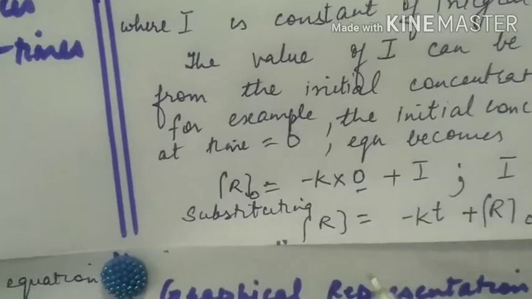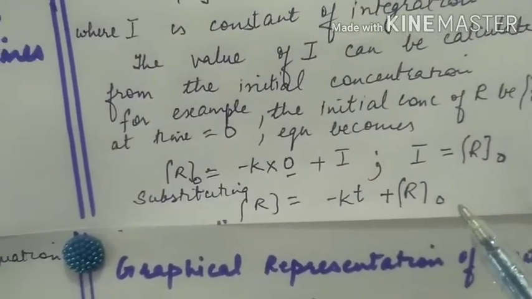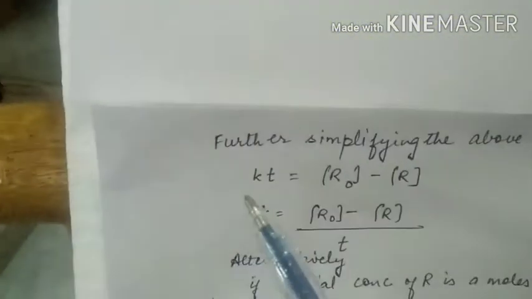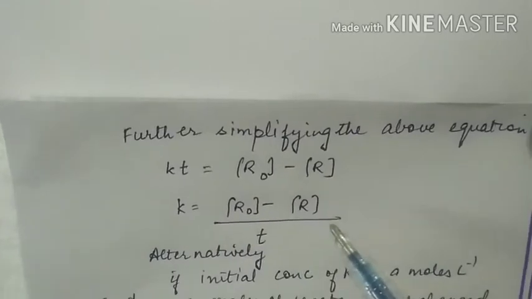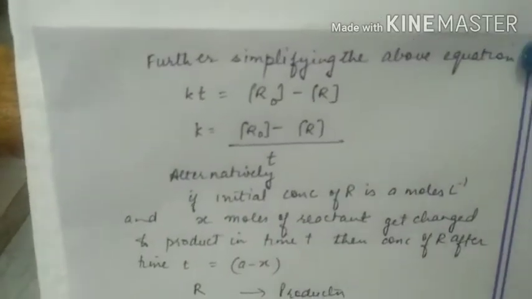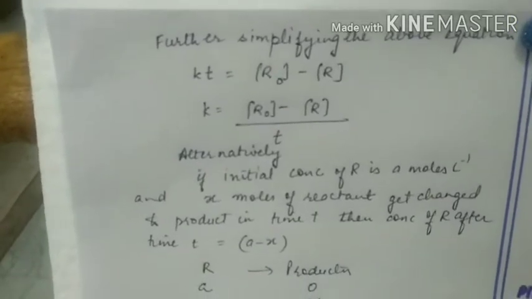minus kt, when it moves to this side, it becomes plus kt. [R] will come to this side, [R]0 minus [R]. So the equation becomes kt is equal to [R]0 minus [R], or k is equal to [R]0 minus [R] upon t. So this is an integrated rate equation for zero order reaction.